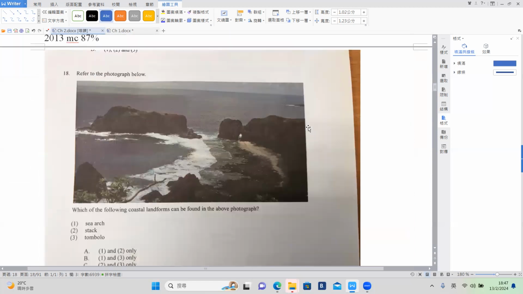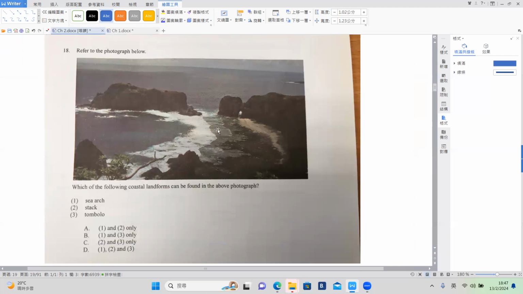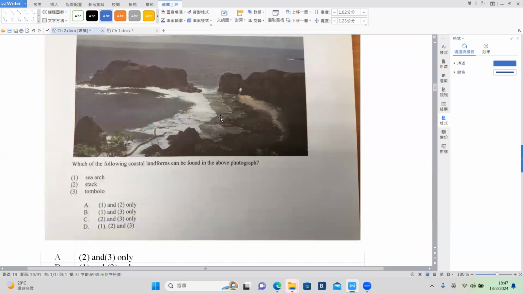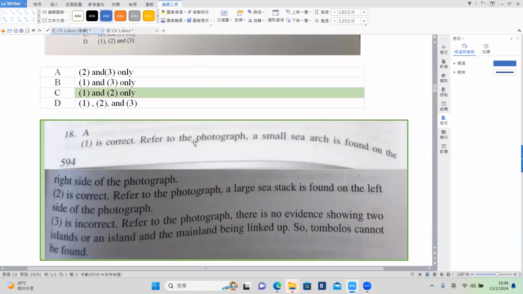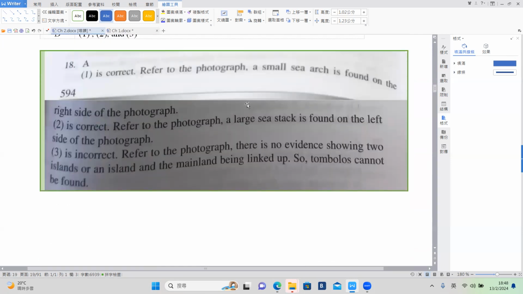Number 10, this one is a stack. Can you see a sea arch right here? This one is the stack, tombolo. Can you see it? It's a bit tricky. Some of you may think this one is the tombolo. Sorry. It's not really a tombolo because they are not really joining together, and also it's a headland. So number 1 and 2 are not correct. This is the end of part 2.